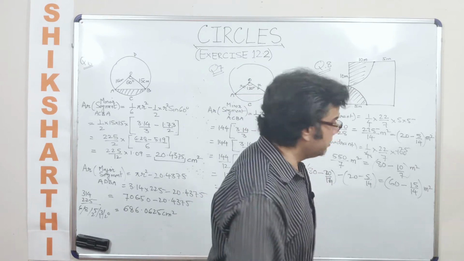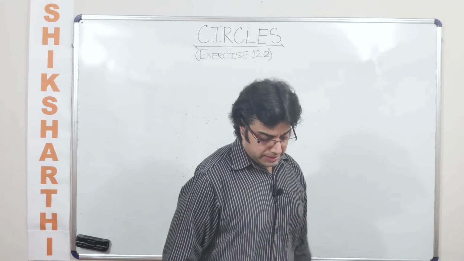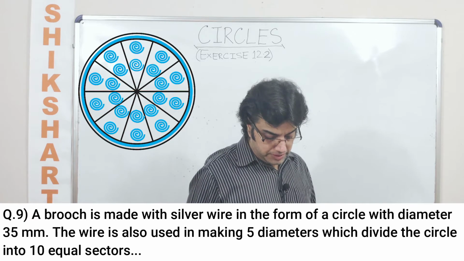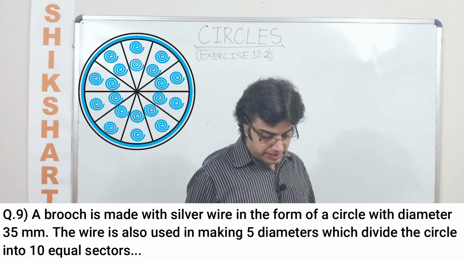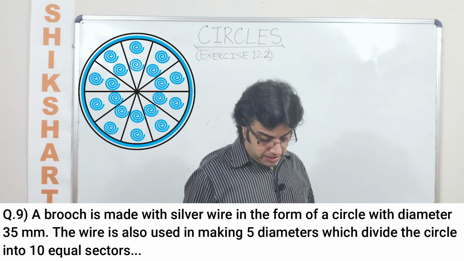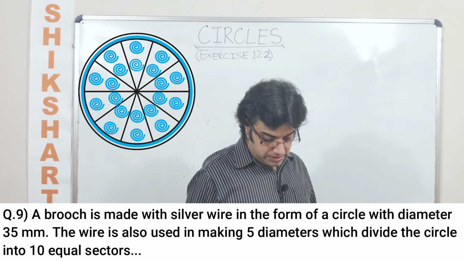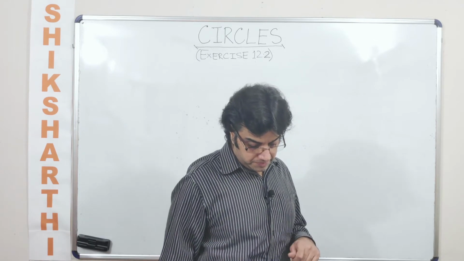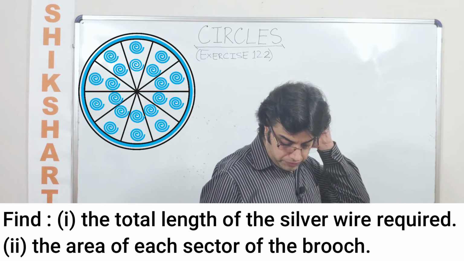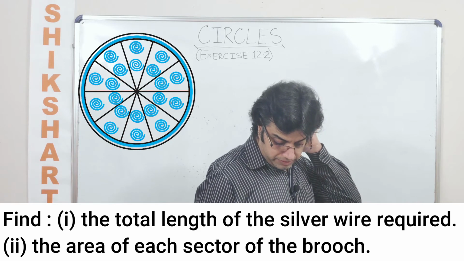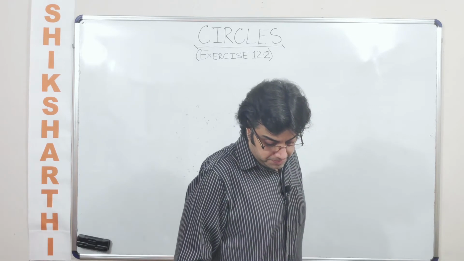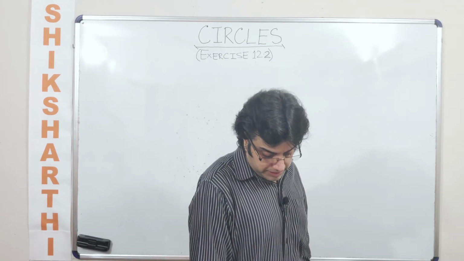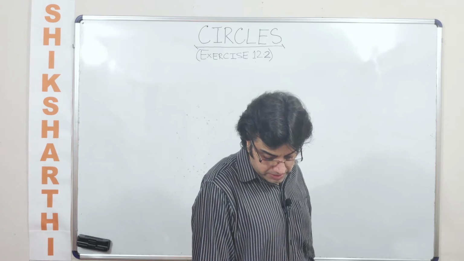Okay, question number 9. It says a brooch is made with silver wire in the form of a circle with diameter 35 millimeters. The wire is also used in making 5 diameters which divide the circle into 10 equal sectors. Okay, find the total length of the silver wire required, and the diameter is 35 millimeters. The wire is also used in making 5 diameters.